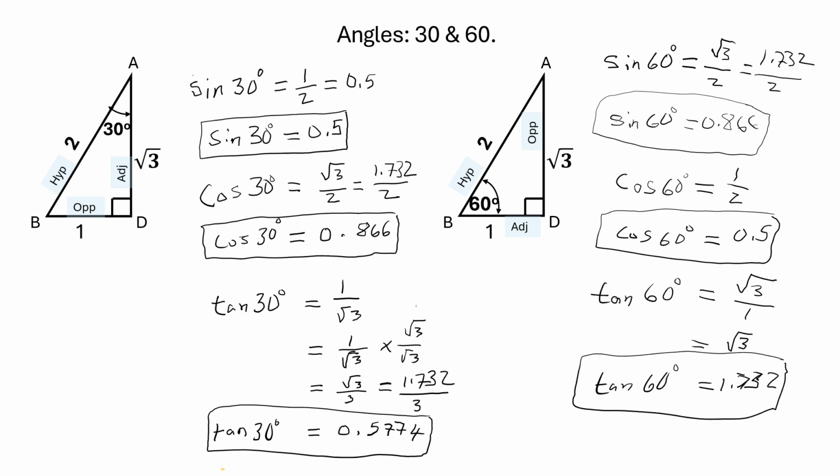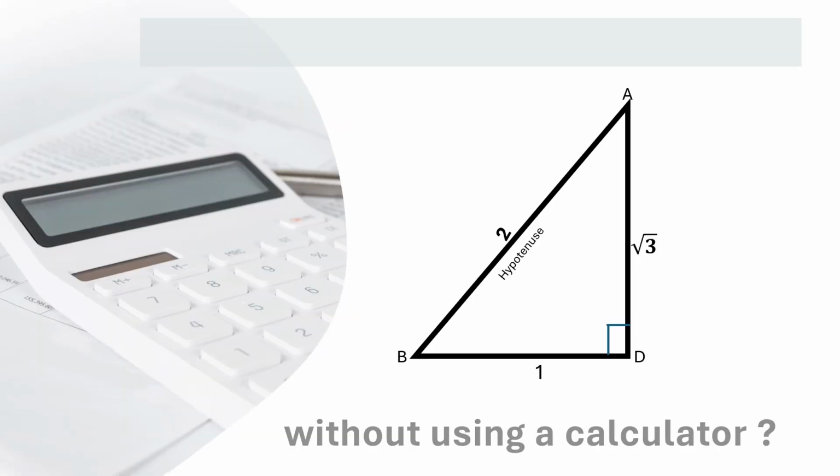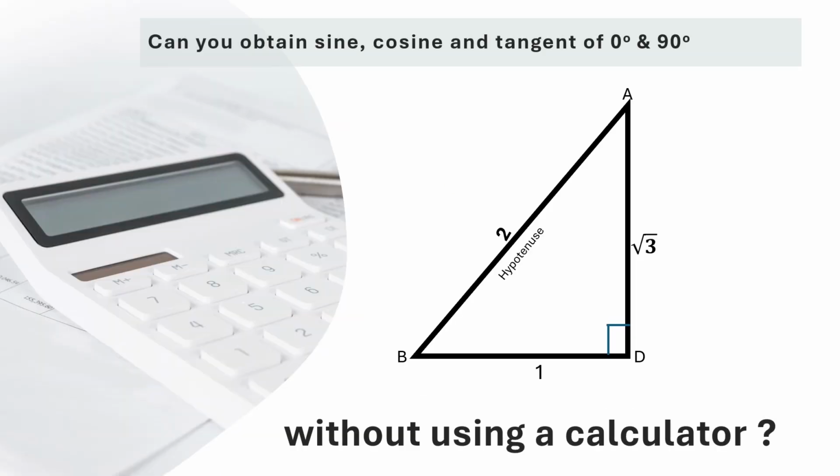Okay, good. Now let's pause and look at this by yourself. What are the sine, cosine, and tangent of 0 and 90 degrees? Okay, no problem. Let's look at it together.